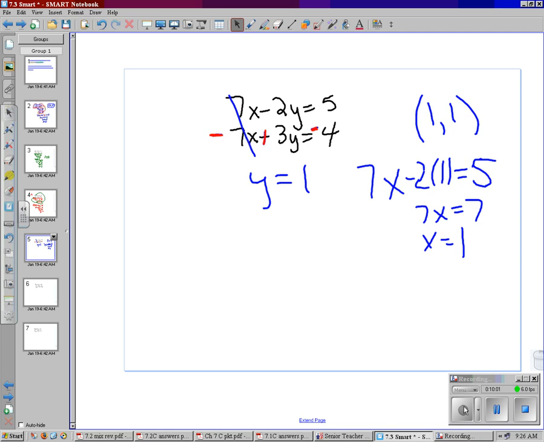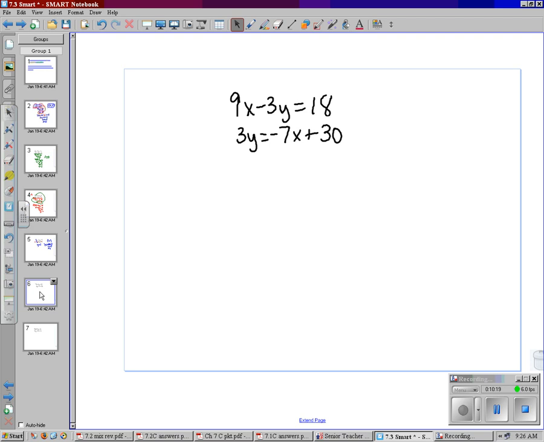Boy, that was easy math. And then substitute it back into one of the two equations. She chose the top one to find out that x is equal to 1 as well. Any troubles there? Well, you guys are going to slide right through your homework today, aren't you? Fabulous. Let's look at this one.